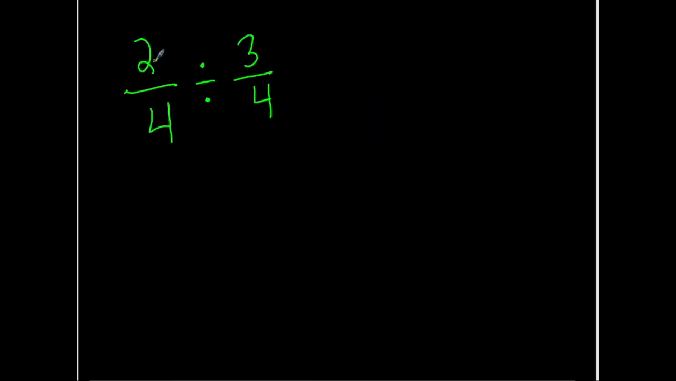Let's say we have 2 over 4, that's the first fraction, divided by 3/4. Now, when you're doing division, your goal is to turn that division sign into a multiplication. The way you do that is you keep the first fraction the same. You change the division into multiplication. Then you flip the second fraction.